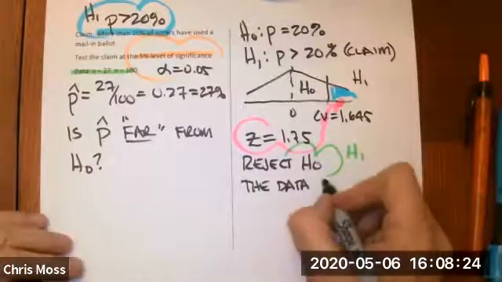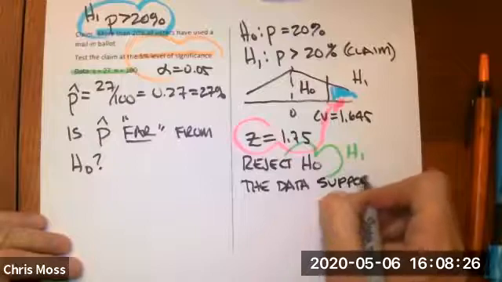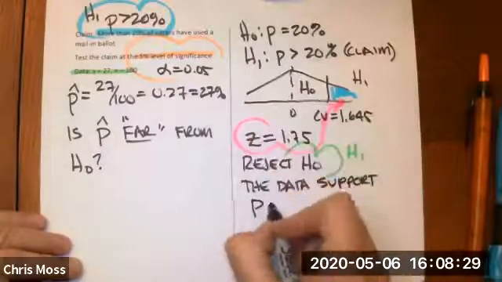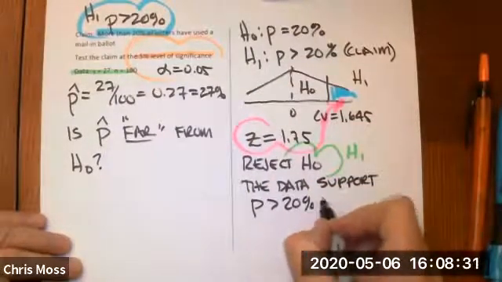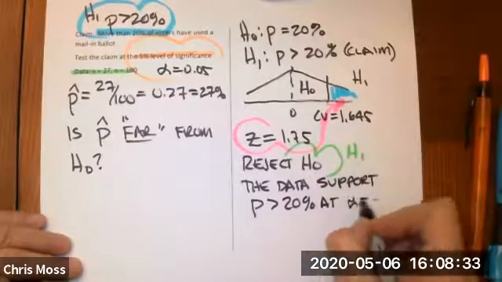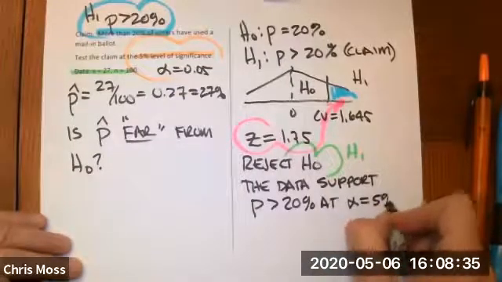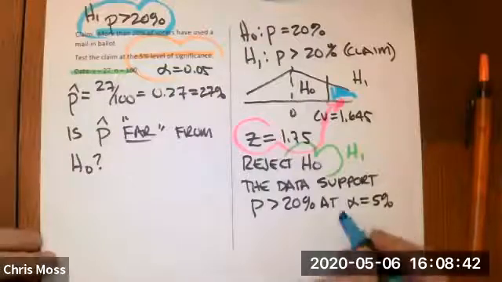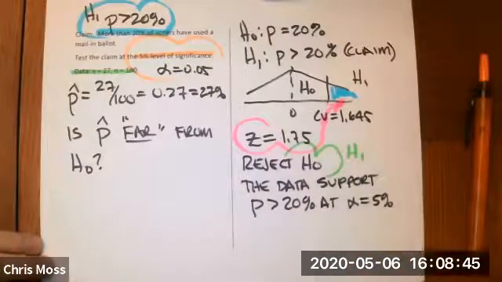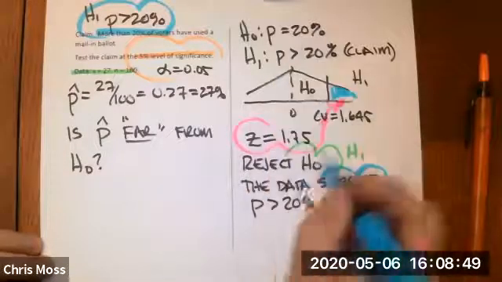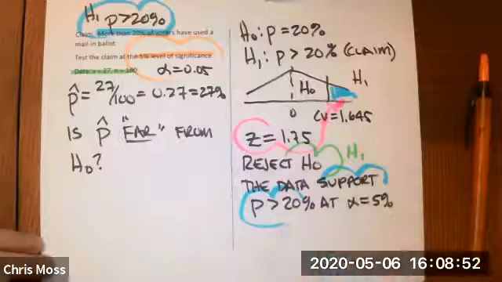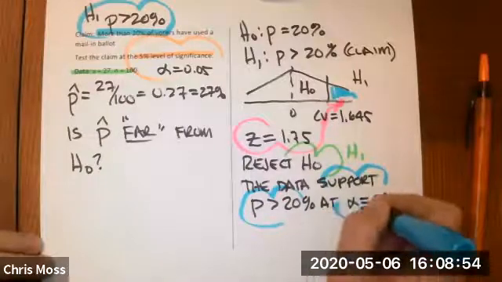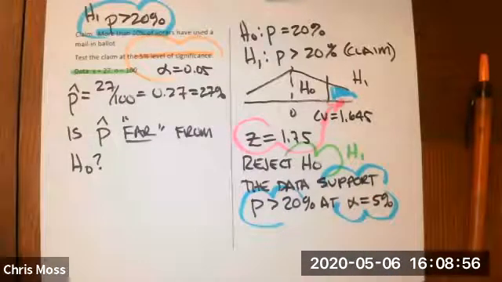So the data support the alternative hypothesis, p is greater than 20%, at alpha equals 5% or 0.05. Any good statement here has a couple of things. Number one, we have whether the data support or don't support the initial claim. I state the initial claim for clarity, and because things really depend on the level of significance, I always mention alpha.